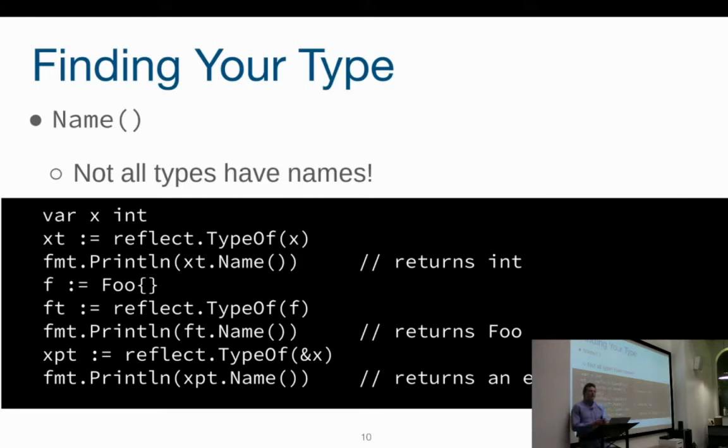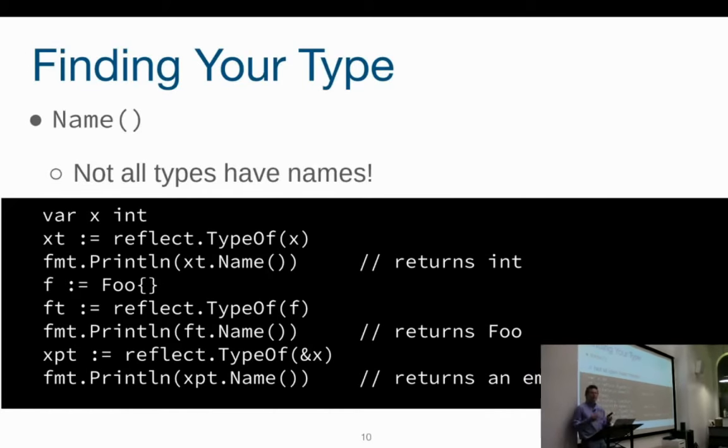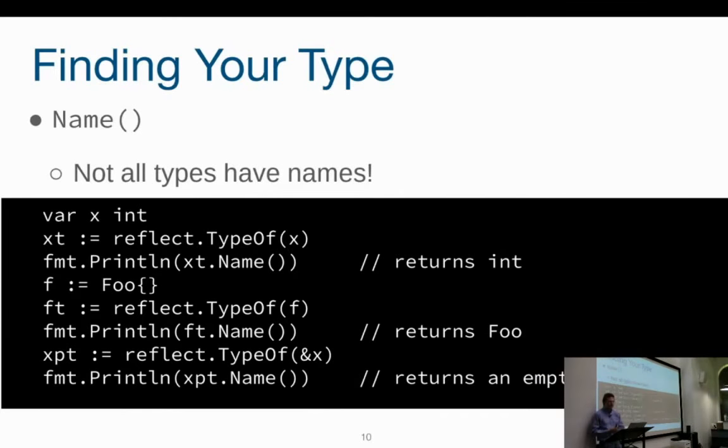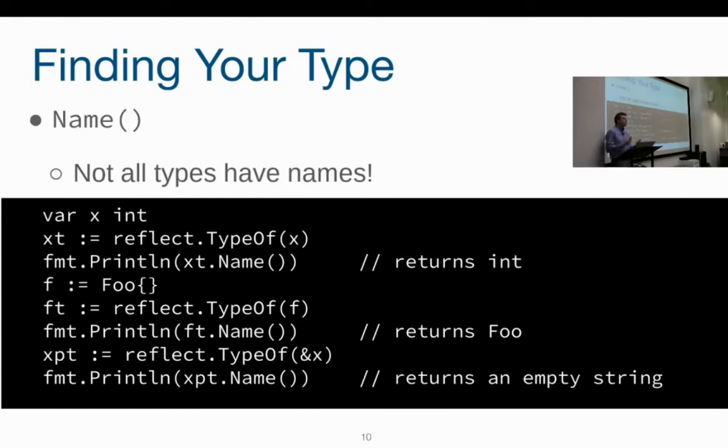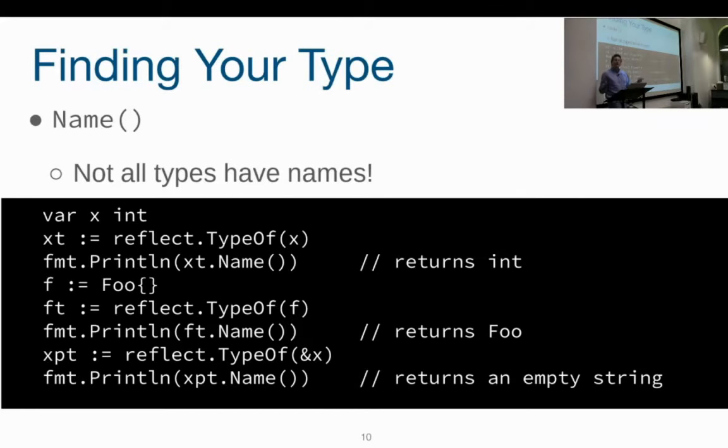So looking at our example here, we start with the variable x, which is type int, and then we pass it to reflect.TypeOf to get back a reflect.Type instance. And for primitive types like int, when we call Name on the reflect.Type, you get back the name of the type, so Name returns int. And if you define a struct, the name you give the struct is returned. So we define a struct called Foo, and you pass a variable f of type Foo to reflect.TypeOf. You print out the name returned from the reflect.Type instance, you get back Foo.